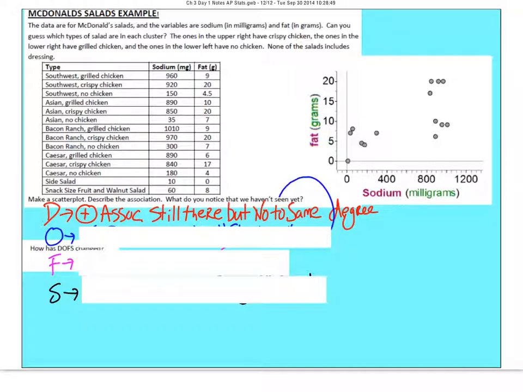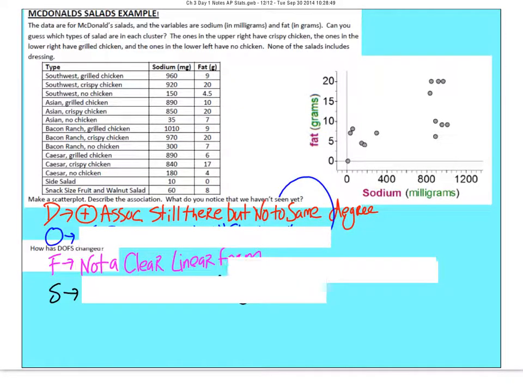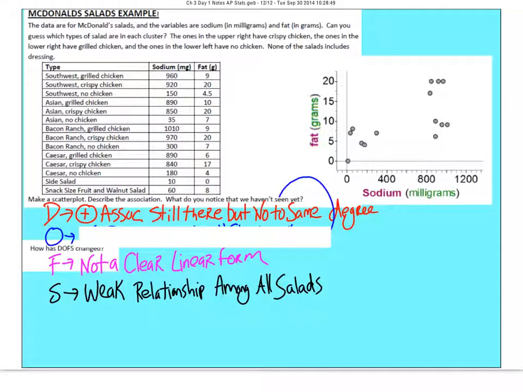In terms of, I'm going to go to form next. The form on here, there's not a clear linear form with here. I'm not sure if I should draw the line here or if I should go here. It's much more spread out and not really even much of a pattern. The strength, there's a weak relationship among all the salads, really.